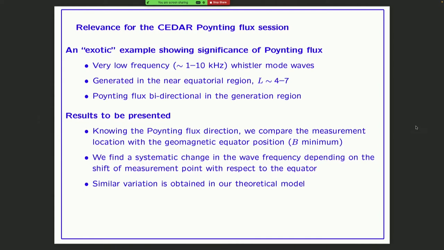And what I will be talking about in the rest of the time, I will show you that knowing the predominant Poynting flux direction, we can compare the measurement location with respect to the geomagnetic equator. And the geomagnetic equator is now considered the position of a local minimum of the magnetic field. This can actually deviate quite strongly from the nominal equator because we will be in the outer magnetosphere for L up to 6, up to 7. And what we mainly find is a systematic change in the wave frequency depending on the shift of the measurement point with respect to this equator. This systematic change is not so big, but it's quite significant. And interestingly, a similar variation is obtained in our theoretical model. Let's go further. Next slide, please.